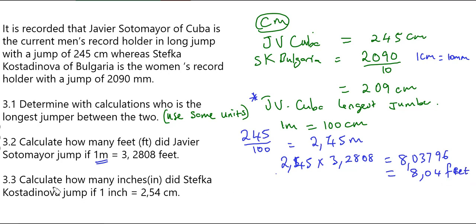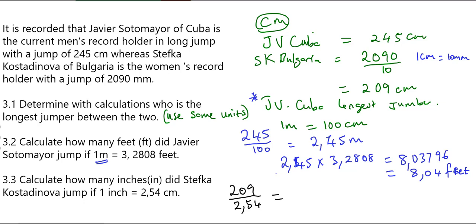Then let's move on to the last question here. Calculate how many inches Stefka Kostadinova jumped if 1 inch is equal to 2,54 centimeters. So here we have 209 centimeters, and we are moving on to inches. So we are moving from a smaller unit to a bigger unit. What do we do? We divide. So it's going to be 209 divided by 2,54.